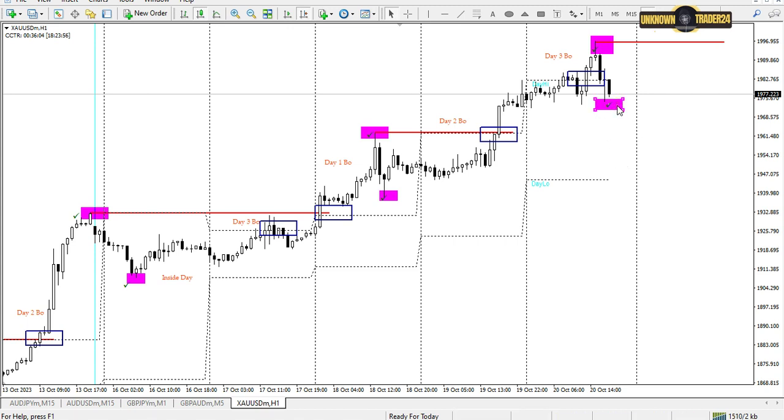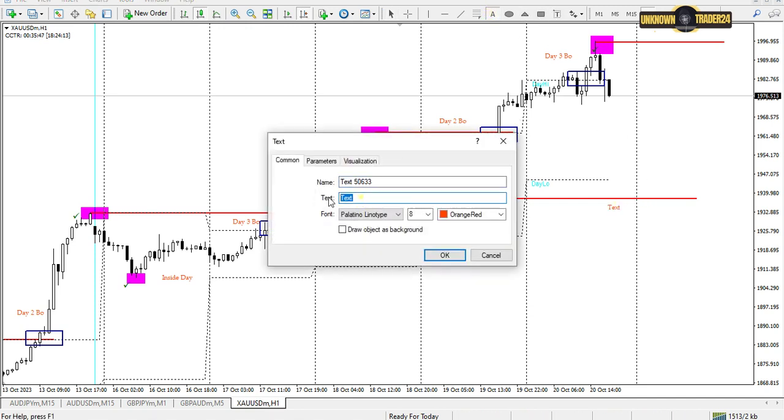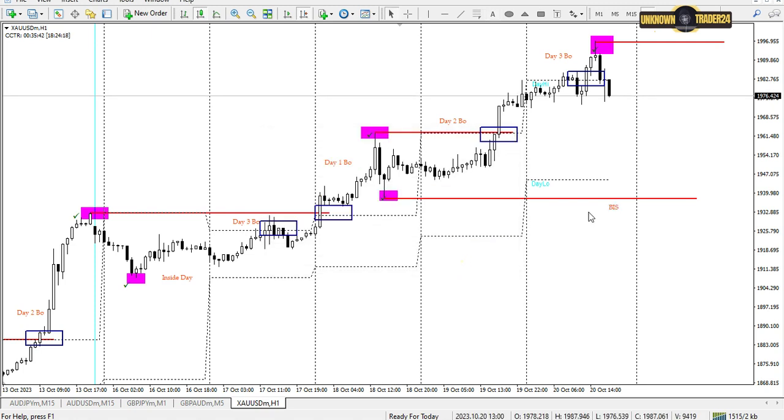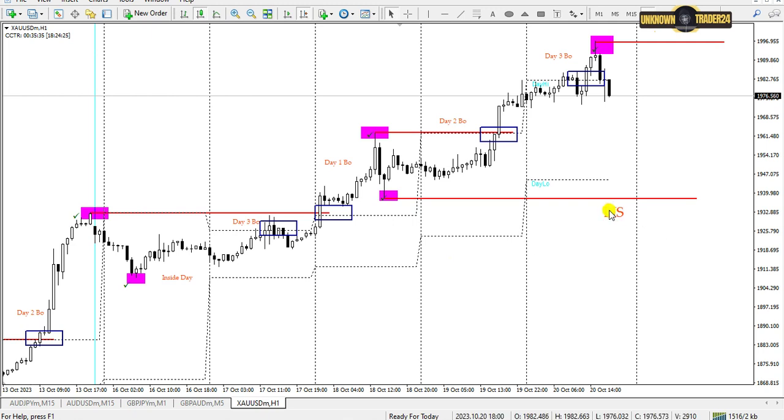If they don't break this level, and they come and break this level, what we will have is called a break in structure. That's what we'll have. And a break in structure is the first sign that the momentum is now strong towards the other side.